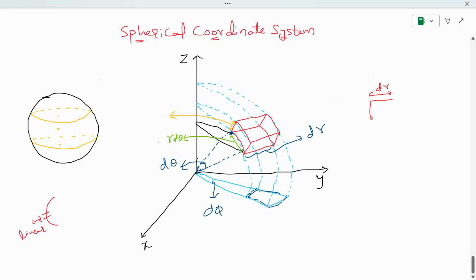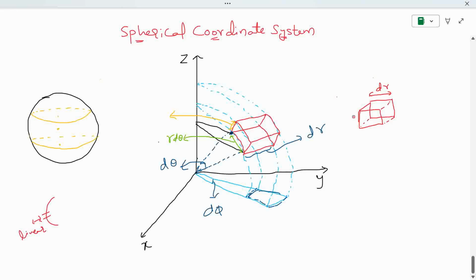Now we have in this direction as well, so the small volume element is like a cuboid. It has three sides. So one side is dr, this side. Now we will find what this side will be, and this side also we will find. But before that, I want to define the coordinates.